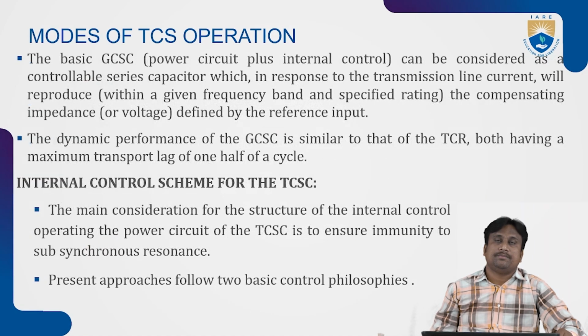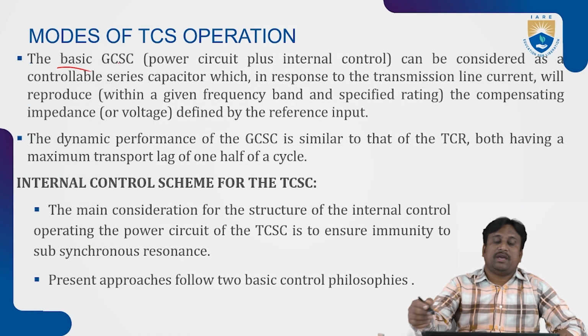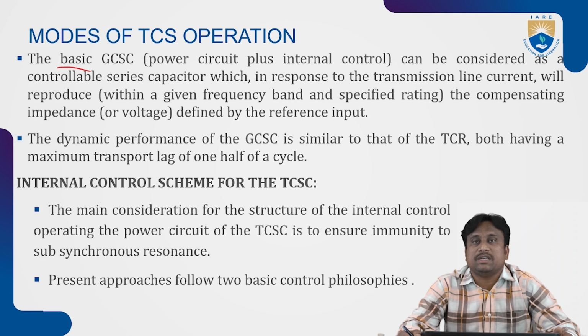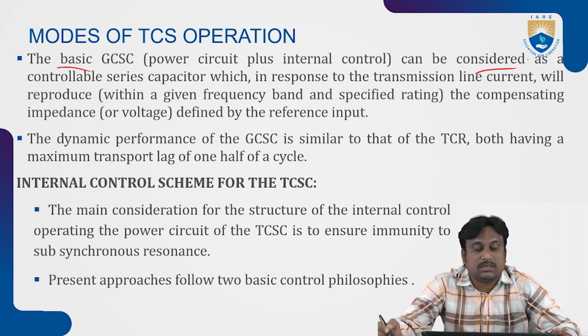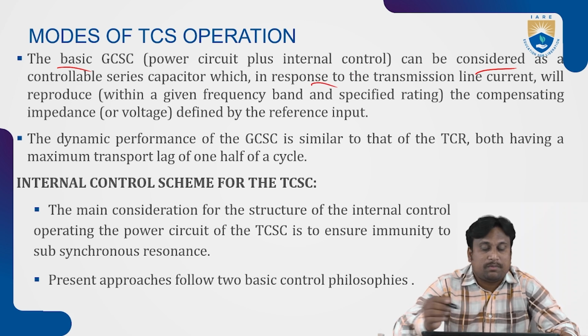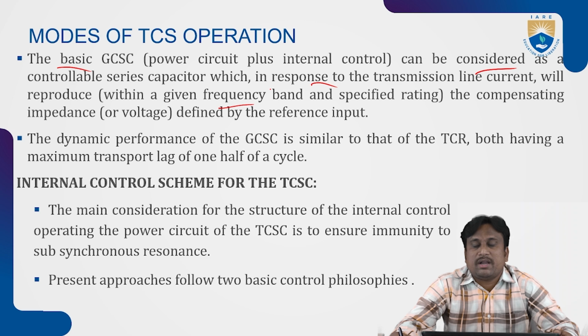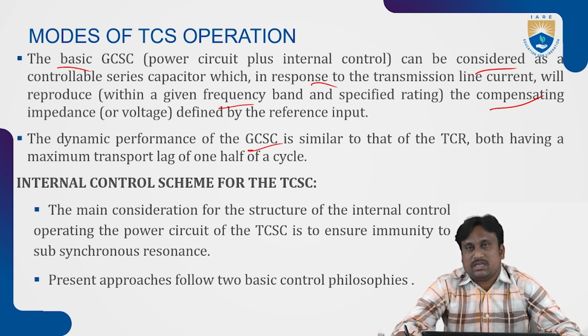This will be suitable. So here the basic GCSC power circuit plus internal control action can be considered as a controllable series capacitor which responds to the transmission line current, producing the compensating impedance within a given frequency band and specified rating, defined by the reference input. The dynamic performance of the GCSC is similar in nature to the TCR case. Both have a maximum transport lag of half a cycle.